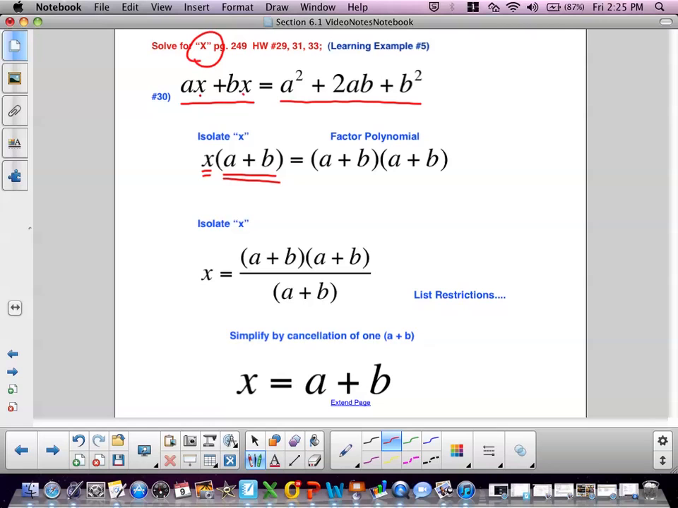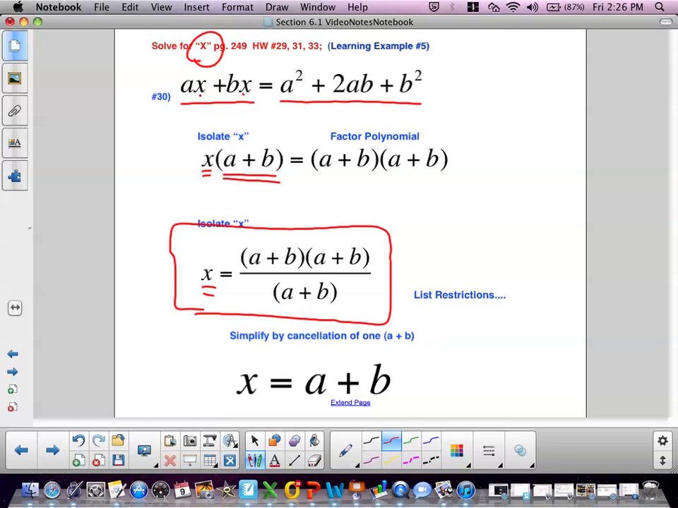So the first step is using the reverse distributive property so that the x only appears one time as a factor. Now my second step to truly isolate x, which means it's sitting alone on the left-hand side of the equal sign, I must multiply both sides by 1 over a plus b, or dividing by this binomial a plus b. And when I do that, I've now created this algebraic fraction.